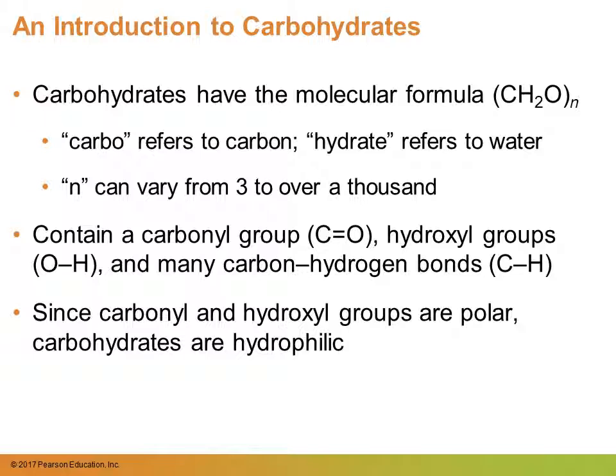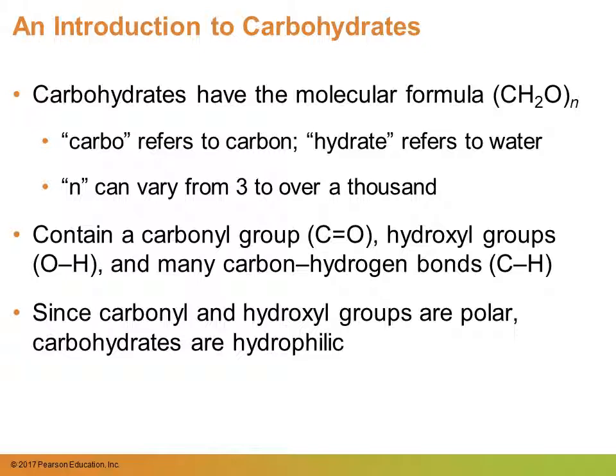The general formula for a carbohydrate is CH2O. Notice that's within parentheses with an n outside. So basically what it means is sugars can have a different amount of carbon, but notice because of the formula, there's always twice as many hydrogens as there are carbons and oxygens. So carbo refers to carbon and hydrate refers to water. So n can vary from 3 to over 1,000. So when we talk about a polysaccharide, we're actually talking about a very large macromolecule.